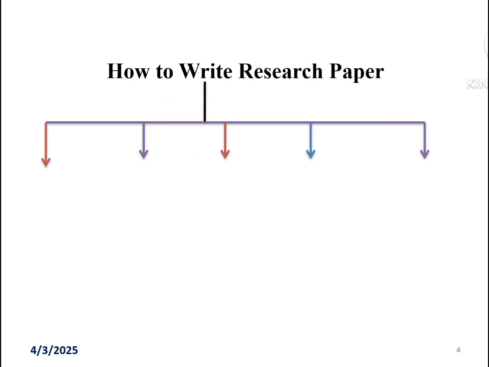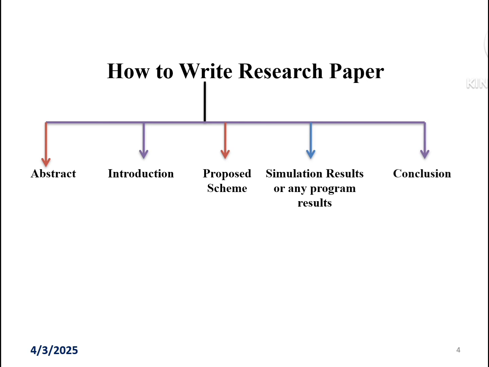Next, how to write a research paper. I have observed in many students that first they write the abstract, after that the introduction, after that some conclusion, and finally the references. But in my observation, these are the five things: abstract, introduction, proposed scheme, simulation results or any program results, and conclusions. These are the five important parts to write research papers.